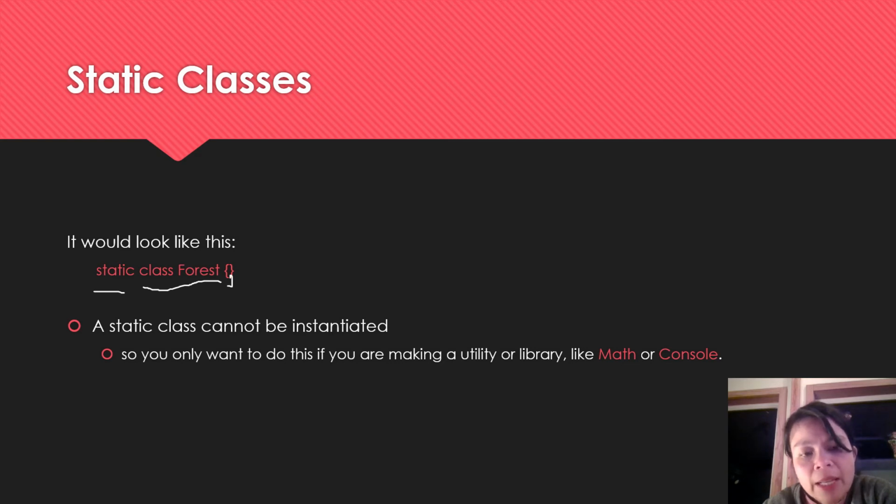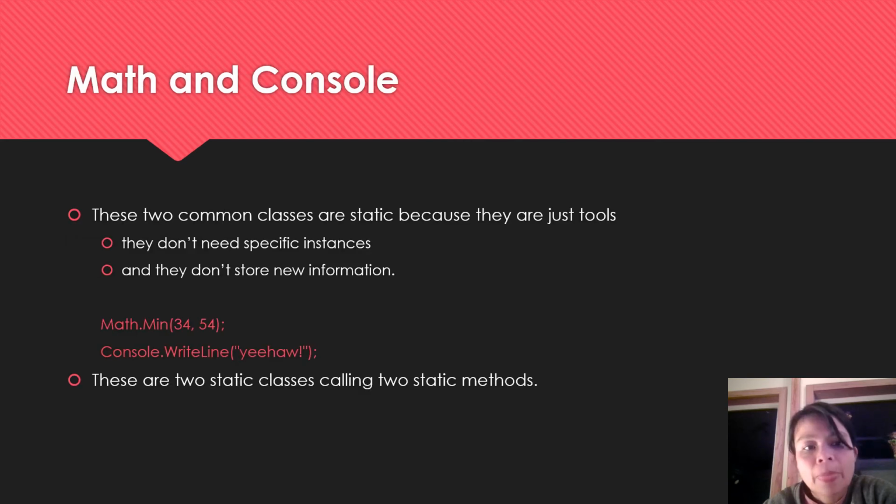So a static class cannot be instantiated. You can't have an instance of a static class. So you only want to do this if you're making a utility or a library, like if you're making a math class or a console. Okay, if you're not going to make an instance of it, then make it a static class. Otherwise, don't. Okay, so these two common classes are static because they're really just tools, Math and Console.